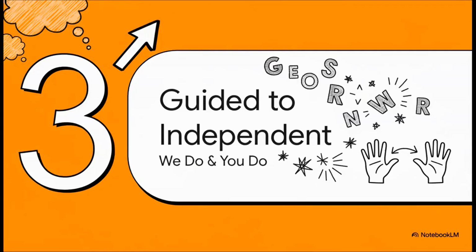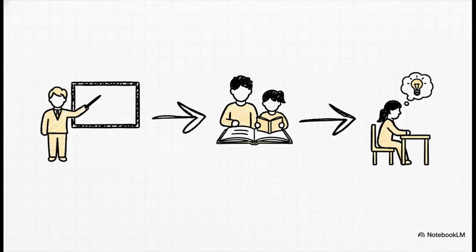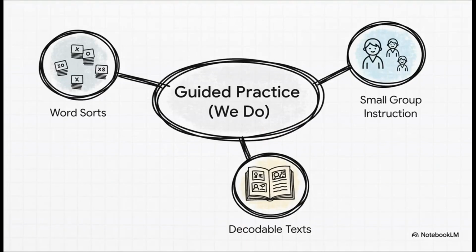All right, so once you've modeled the strategy, it's time to move into the next phase of the lesson, and that's all about building student independence using the gradual release model. You probably know this flow like the back of your hand. I do, we do, you do. You've just done the I do part with your direct modeling. Now it's time to shift into guided practice where you work together, and then independent practice where they get to fly solo. So for that we do phase, you could try things like a word sort.